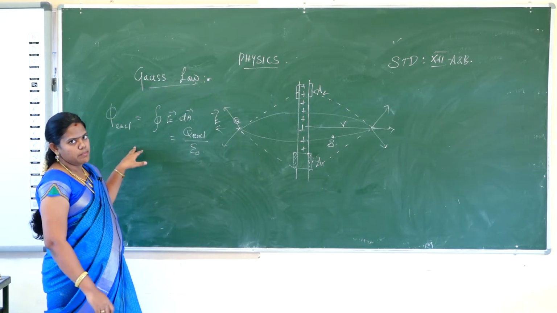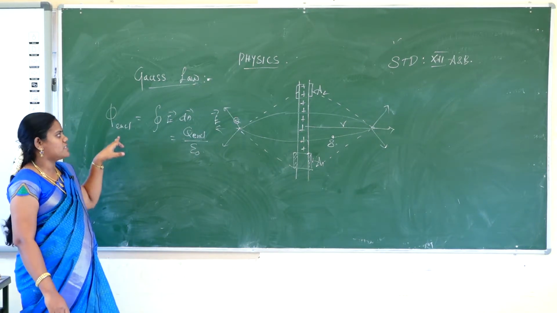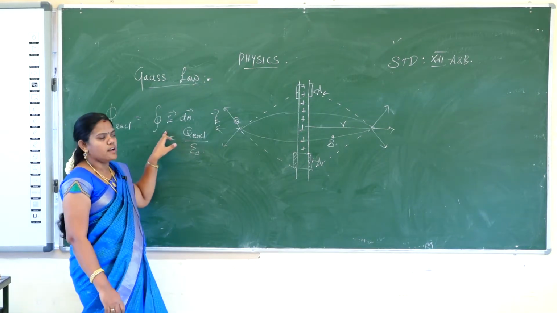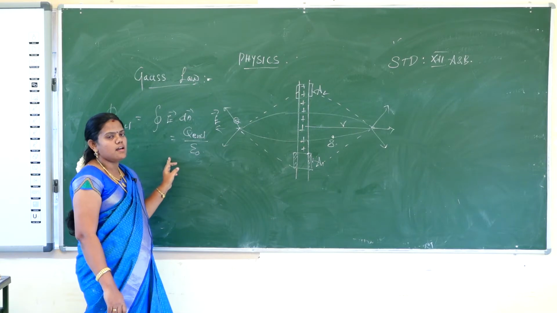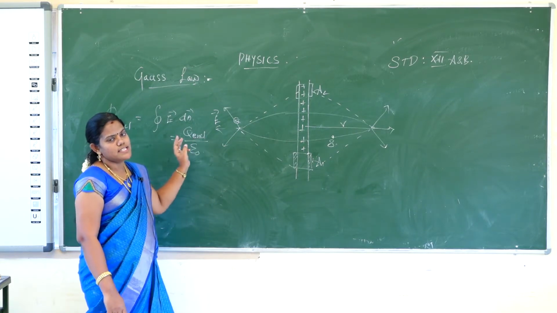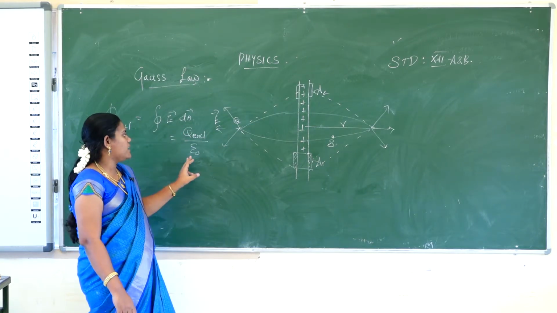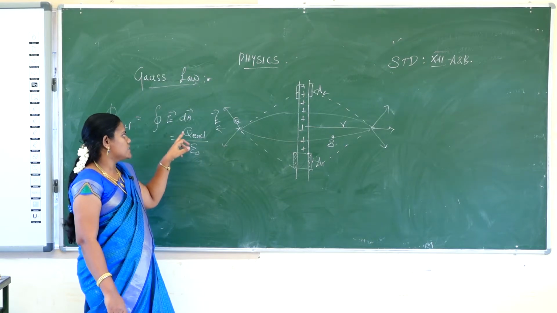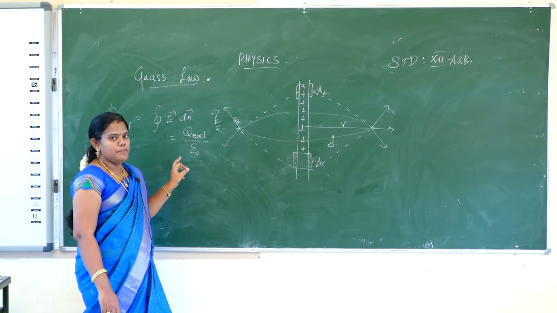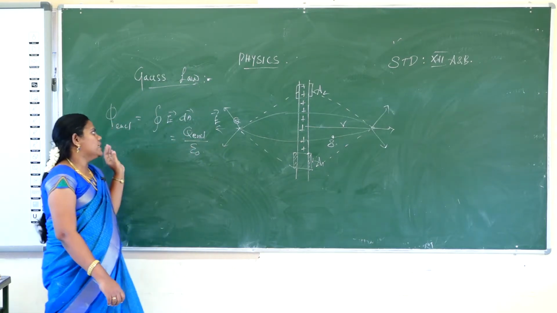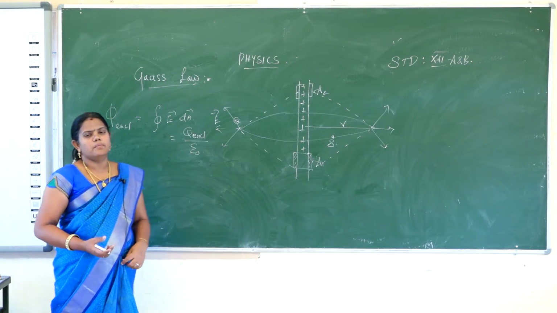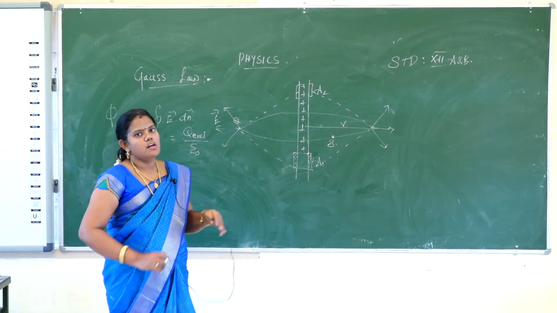Gauss law is nothing but the flux through the enclosed surface, the closed integral of E vector dot dA vector, equal to the ratio of the charge in the closed surface to the permittivity of free space. Okay, that is Gauss law, and it is applied in many applications.